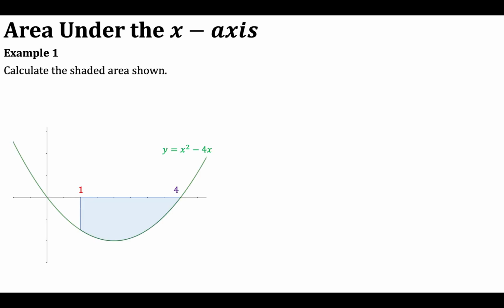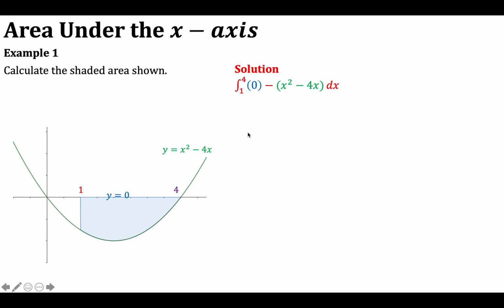So let's have a look at example 1. We want to calculate the shaded area shown. So we've been given the curve y equals x squared minus 4x, and you can see we've got a shaded area between x equals 1 and x equals 4. So the solution then, we first need to start by identifying the upper curve of that area, and that is the curve y equals 0. So we've got equation y equals 0 for the upper curve, and y equals x squared minus 4x for the lower curve. And we're integrating between 1 and 4.